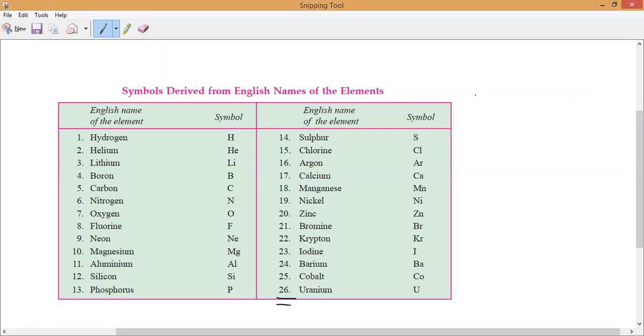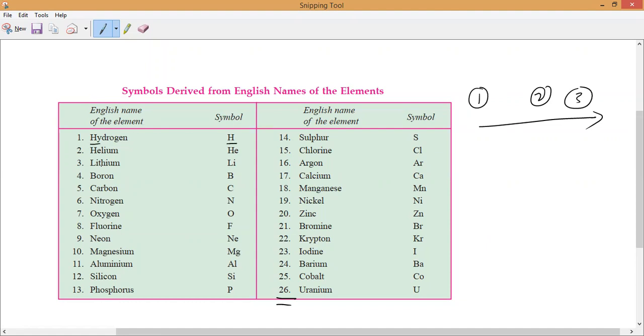These elements come order-wise: 1, 2, 3. Their atomic masses keep on increasing. You have to learn at least 20 elements, everybody. If possible, learn up to 30 with their symbols. If you observe here, the English name of the element is hydrogen. What is the first letter?